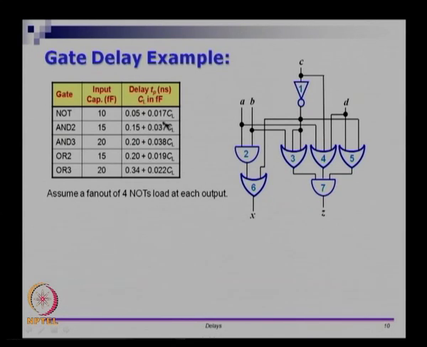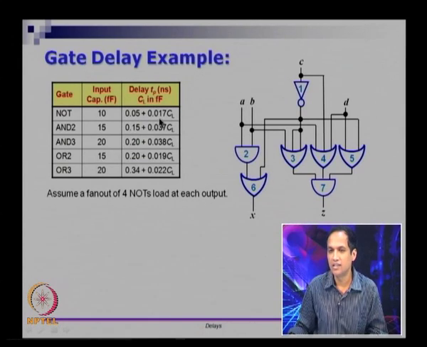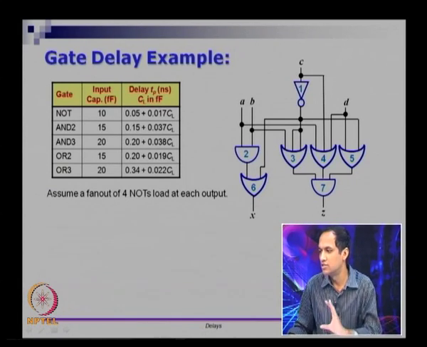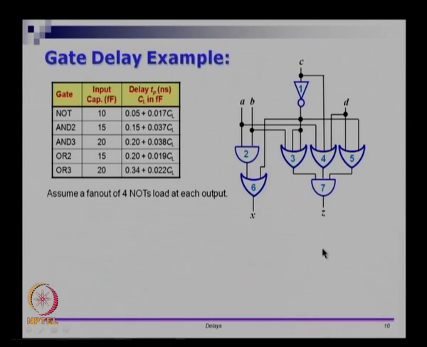I also know that for each gate there is some intrinsic delay plus some factor times the load that the gate drives. So for the NOT gate, let us assume that the intrinsic delay is 0.05 and the load dependent delay is 0.017 times CL. So this is the overall propagation delay of the NOT gate. Similarly, for the 2 input AND gate, there is an intrinsic delay of 0.15 plus a load dependent delay of 0.037 times CL and so on. And let us also assume that X is connected to a load which is equivalent to 4 inverters, and Z is connected to a load which is equivalent to 4 inverters. Let us assume that this is the basic setup.